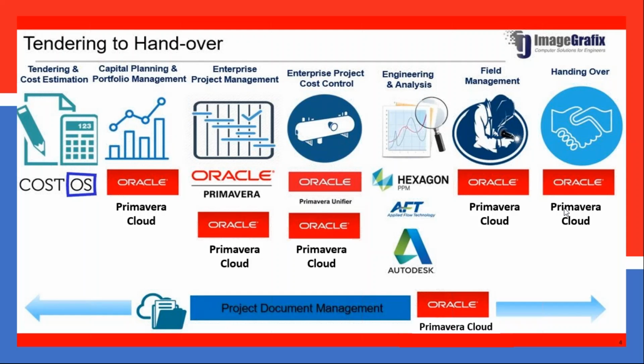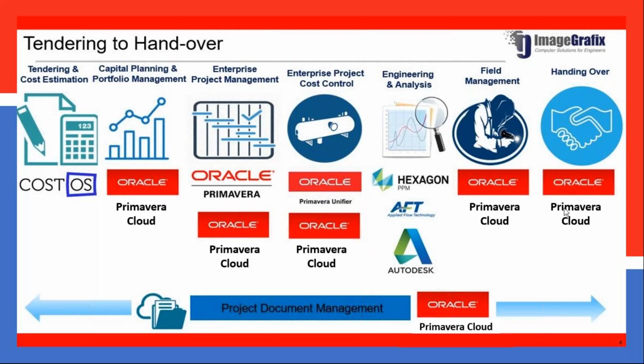And for project controls, we have Primavera Unifier, which is a best-in-class project control solution, where you can automate and digitalize all your business processes and control your cost using Primavera Unifier. Then for the engineering analysis part, we also have solutions from different vendors such as Autodesk and Hexagon, for doing your oil and gas stress analysis by piping software, as well as your construction and engineering design and drawing software. Then we have field management.